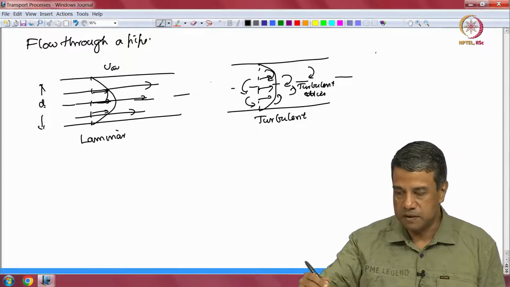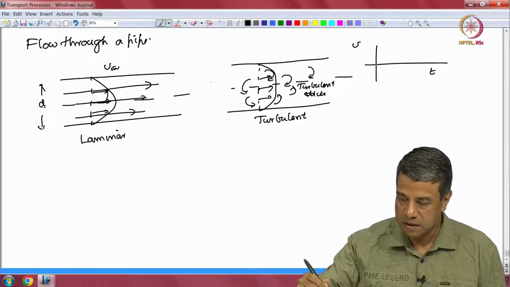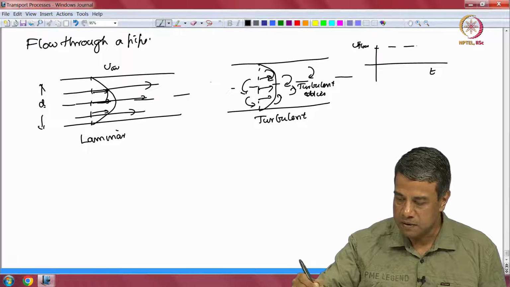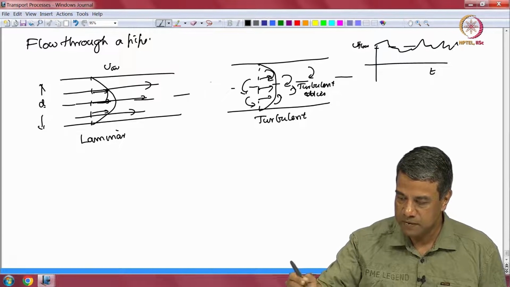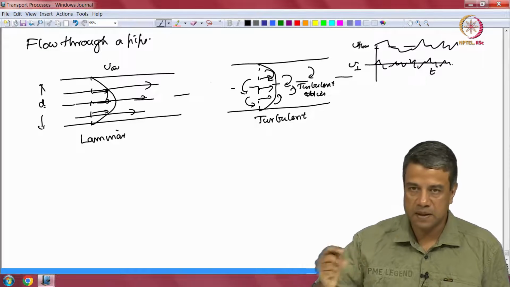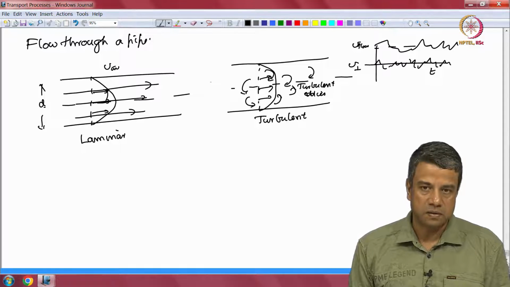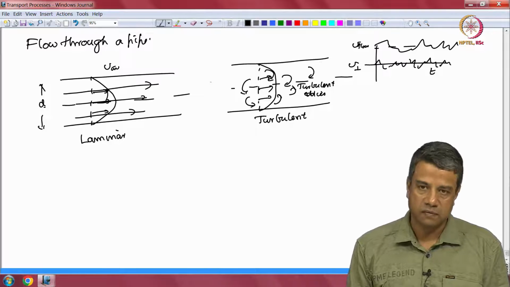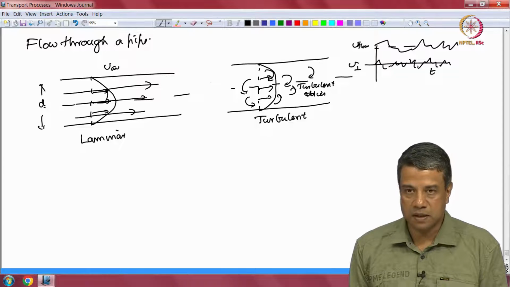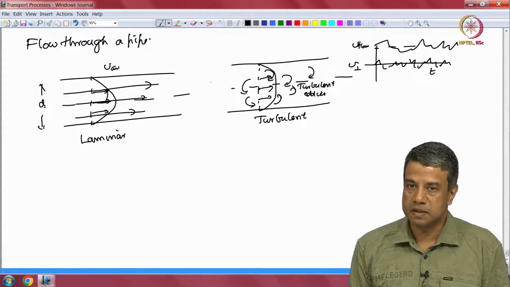So, if I plot the velocity as a function of time, in some direction, you will find that if it is in the flow direction, it fluctuates about some average value, and if it is in the other directions perpendicular to the flow, it will be fluctuating about 0. The average velocity is 0, but the instantaneous velocity is non-zero in the direction perpendicular to the flow. This happens even when the pressure difference that is applied is steady. There is no fluctuation in the pressure difference across the pipe.